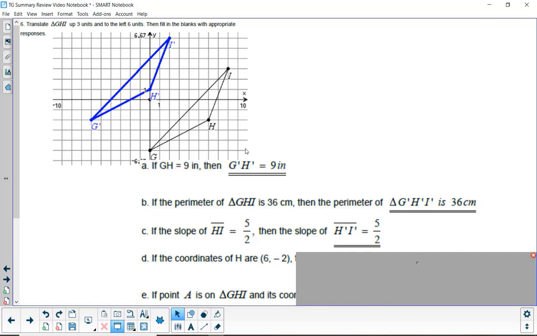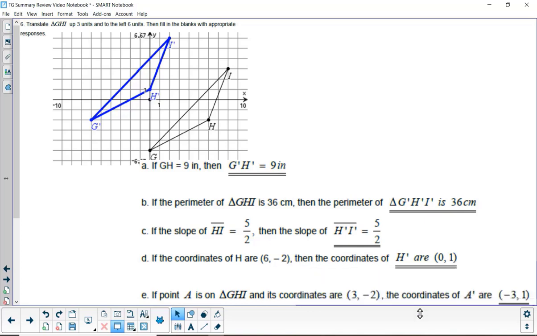And if the coordinates of H are 6, -2, then the coordinates of H prime should be 0, 1. And the reason for that is left 6 means subtract 6 from the x coordinate, and up 3 means add 3 to the y coordinate. The answer E also has you do the same thing, subtract 6 from the x, add 3 to the y. Press pause as needed.